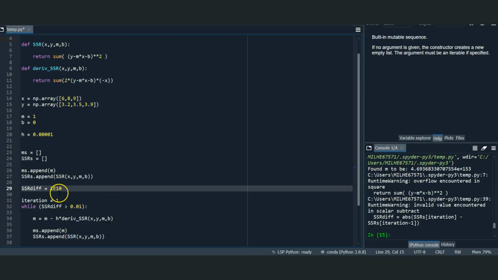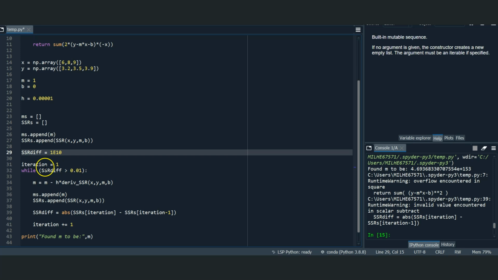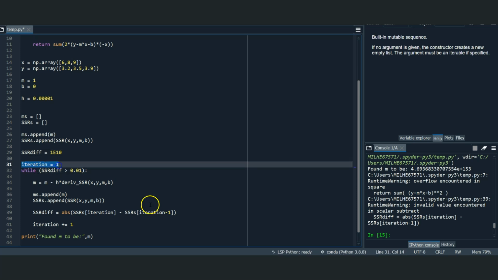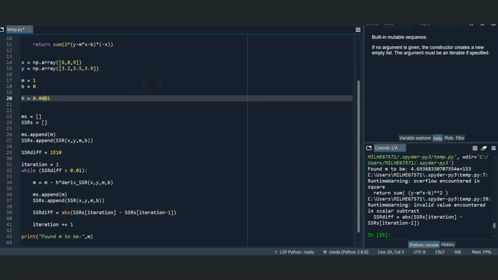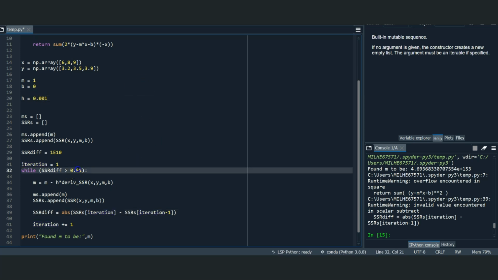Now I'm setting this to be really large right now because I don't have any differences. And I'm going to keep track of the number of iterations. So while SSR diff is bigger than 0.01, so I'm going to set that to be my tolerance. Oh, I'm sorry, this was my H value. My H value we had set to 0.001. I want this set so that basically the SSR diffs are really not changing anymore.